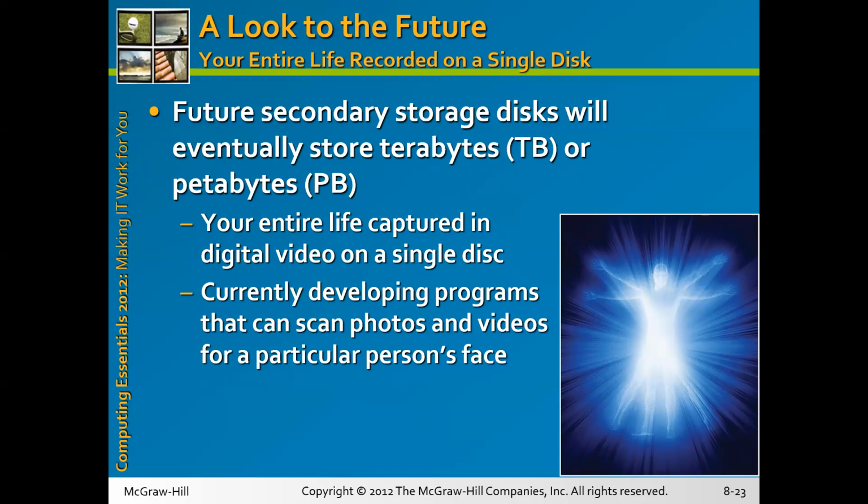Now, our entire life could basically be captured in digital video on a single disk. Can it happen? Yes, it can. Have a look at some of the YouTube videos. Currently, developing programs can scan photos and videos for a particular person's face. And this is even going to evolve as more artificial intelligence is introduced into society.